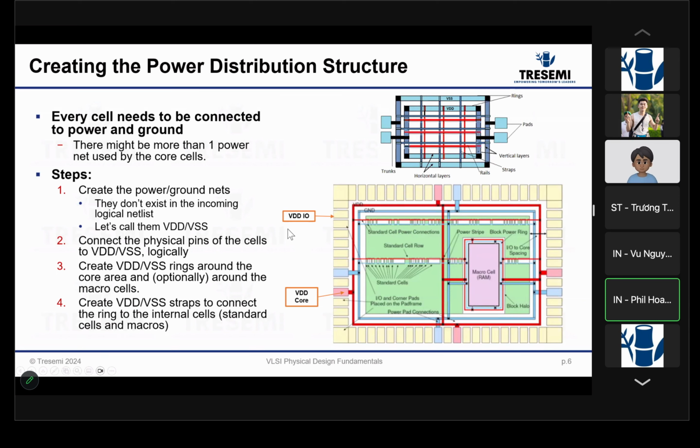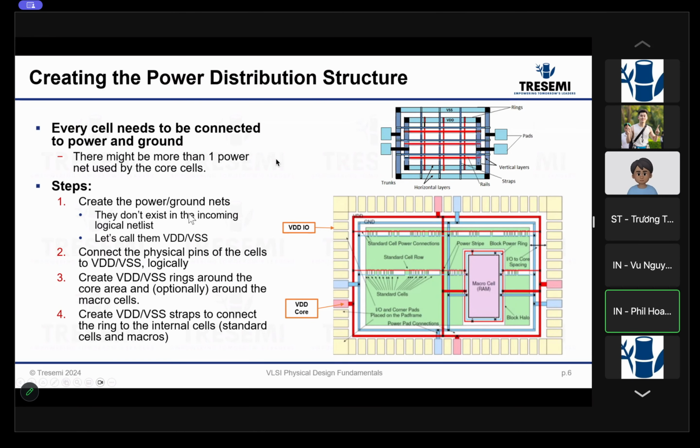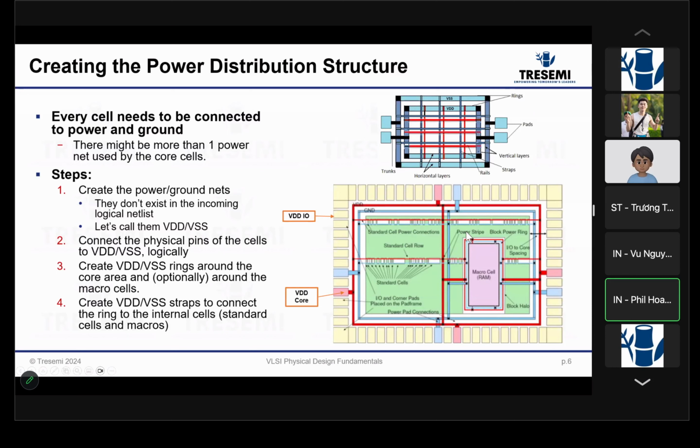The step in creating the power distribution structure is that you create the power and ground net. In synthesis, you don't have those nets in the net list, but in the physical world, you need to have a net for VDD and a net for ground for the core. So you create the net in the logical view, and then you connect them in the physical view, right? And in the physical, you have two types.